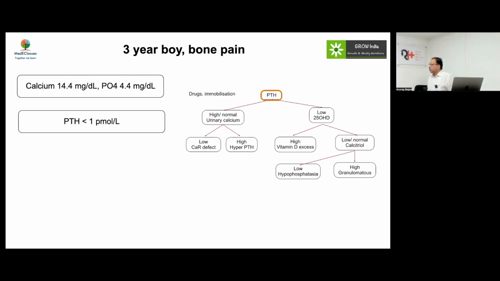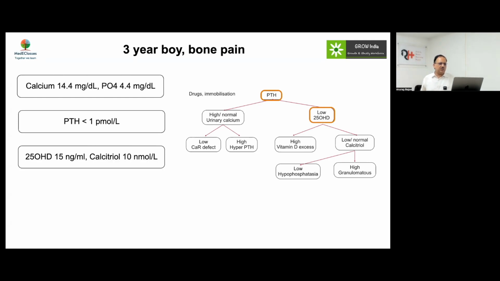Now, on evaluation, the first step you always look at is the PTH level. There the PTH level was low, which was in a way indicated by the phosphorus level, which was normal, because if your PTH is high, you expect the phosphorus level to be on the lower side. So this was a PTH-independent form of hypercalcemia. The vitamin D level was found to be normal and the calcitriol level was also normal, excluding a vitamin D form.